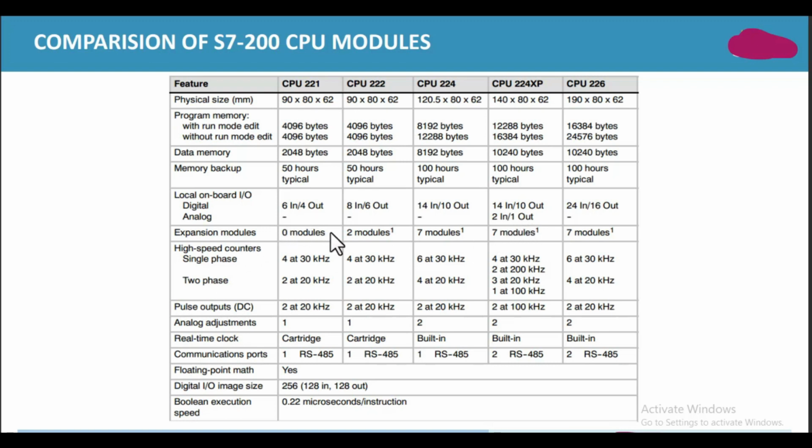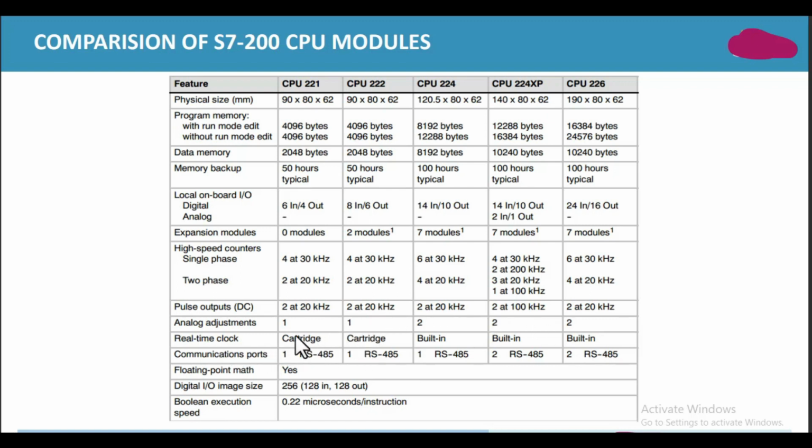Expansion modules: this has 0, this one has 2, this has 7, 7 and 7. High speed counters, single phase and 2 phase, are available, 4 at 30 kHz, and in 2 phase this CPU has 2 at 20 kHz. Here different ranges are available. CPU 226 has 6 at 30 kHz and 4 at 20 kHz. Pulse output DC: 2 at 20 kHz, 2 at 20 kHz, 2 at 20 kHz, 2 at 100 kHz, 2 at 20 kHz. Analog adjustments 1, 1, 2, 2, 2. Analog adjustments are also available in different numbers.